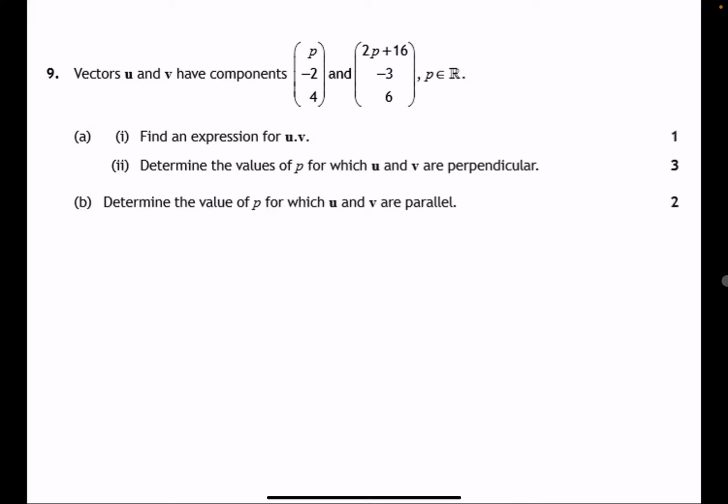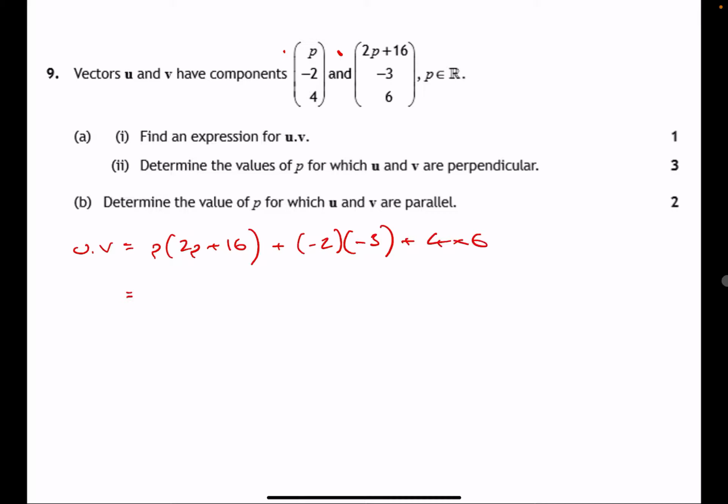Right, this is a past paper. I'll maybe write it out. Vectors u and v have components, blah, blah, blah. Find an expression for u dot v. Right, so this one now we have the components. I don't know about magnitudes, and I'm not going to be able to find magnitudes as long as I've got p's kicking about. So the only version I've got to use for u dot v is the whole a1, b1, a2, b2. So all I can do here is go u dot v equals p times 2p plus 16, plus minus 2 times minus 3, plus 4 times 6, okay?